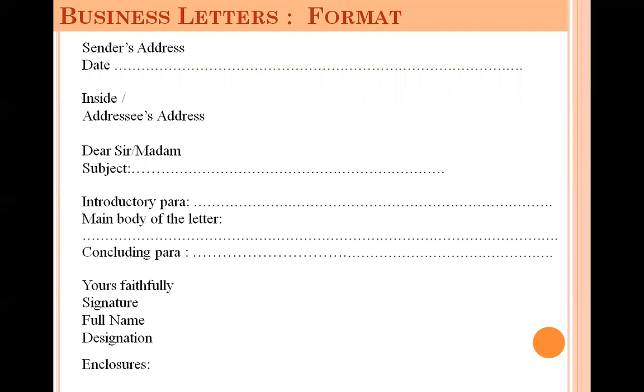So this is the format of a business letter, with various components which has the following parts: sender's address, date, inside address or addressee's address, salutation, subject, then main content. At the end, the complementary clause, the signature, and the enclosures. So let us understand all these one by one.